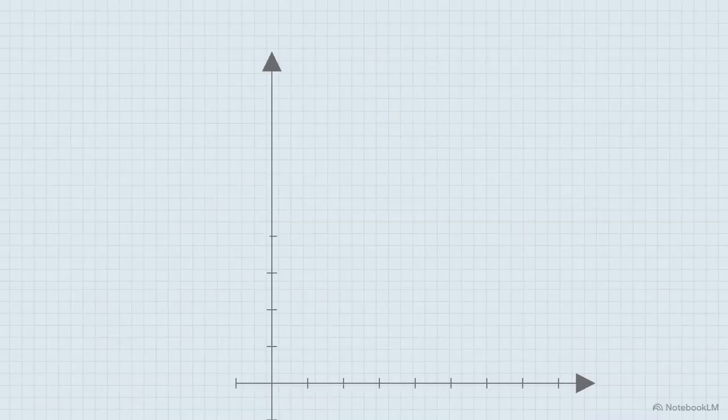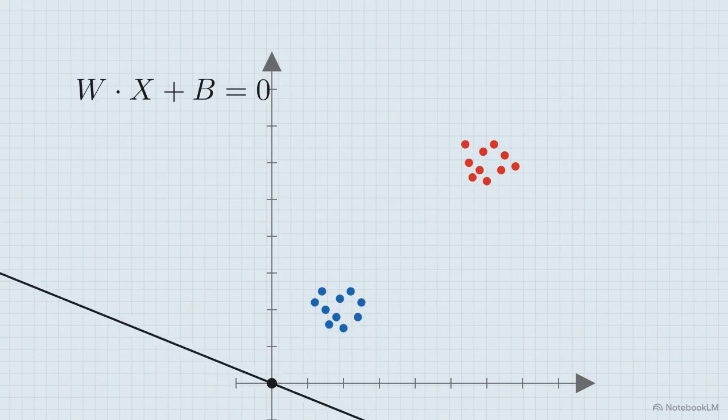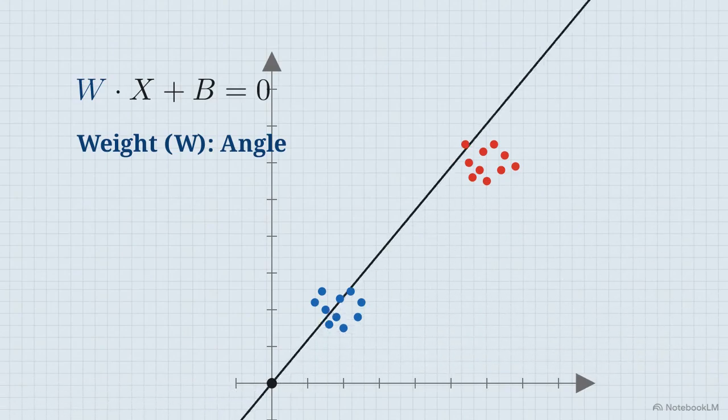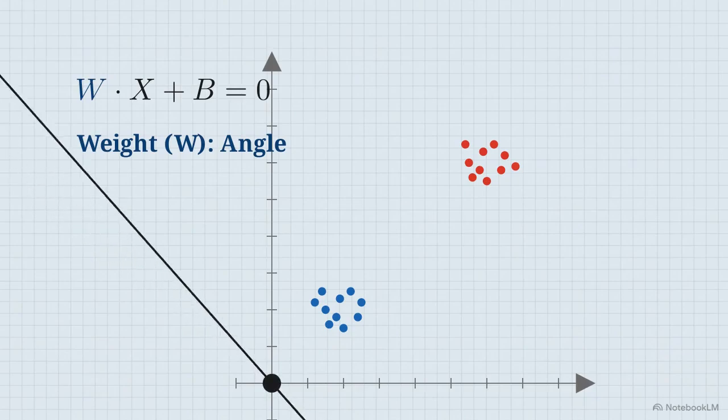Look at this central dividing line rotating to find its path. The algorithm uses a mechanical dial called weight. Weight acts like a steering wheel, adjusting the exact angle and slope of the line so it can fit cleanly between the clusters. Controlling the angle is half the job.